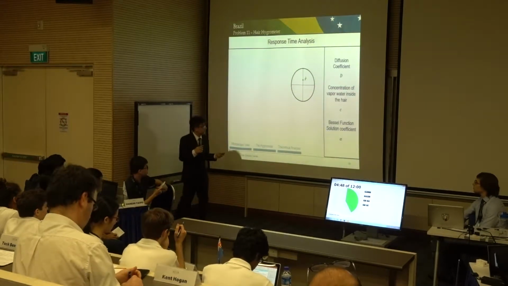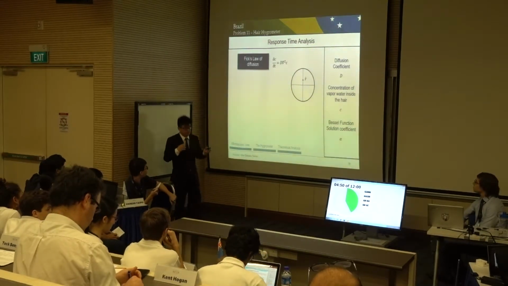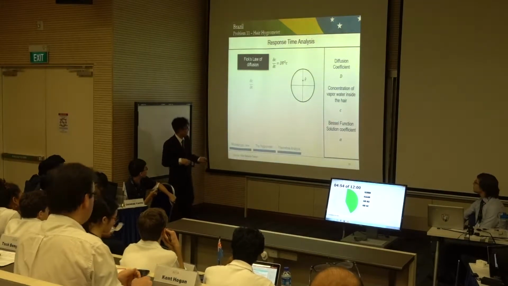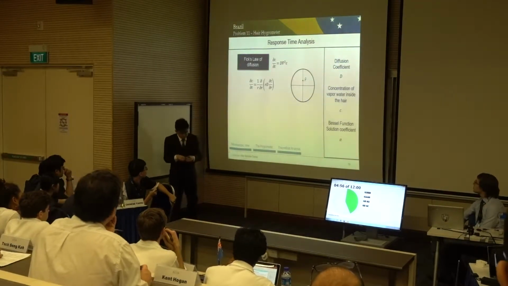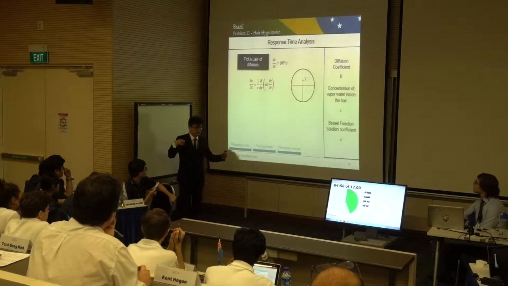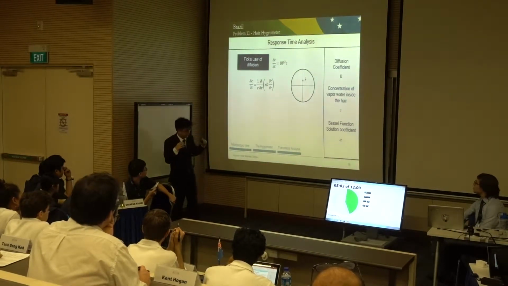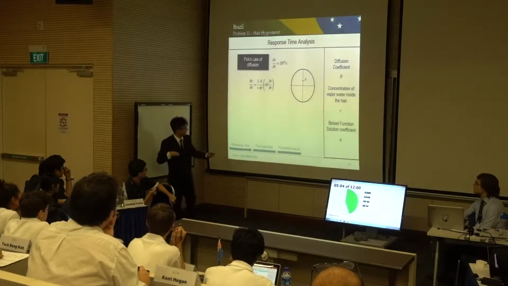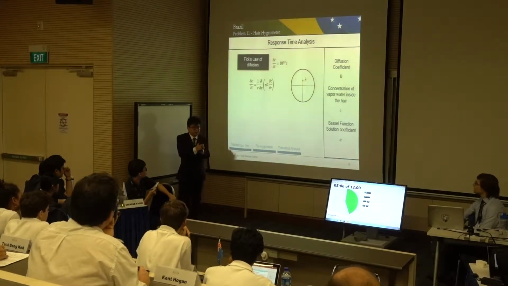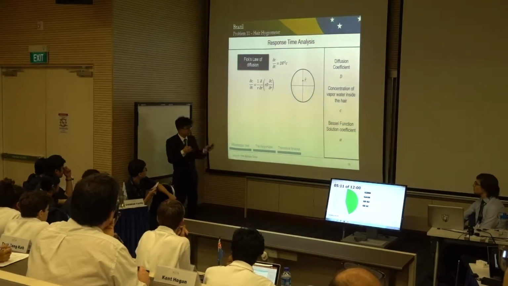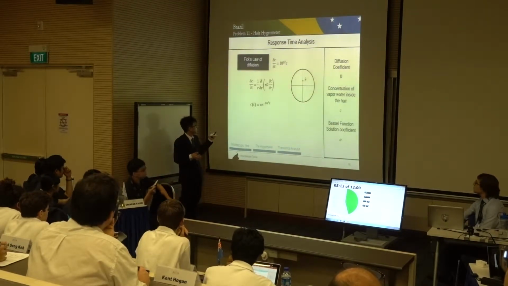In relation to the response time analysis, we can use Fick's second law of diffusion to characterize the diffusion of water vapor inside the hair. Knowing that the hair is in a cylindrical format with a radius much smaller than its length, and that the phenomenon is symmetrical in the theta coordinate in cylindrical coordinates, we can then arrive at this formula.